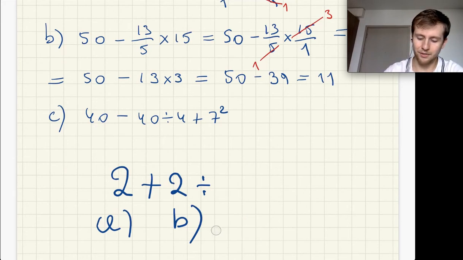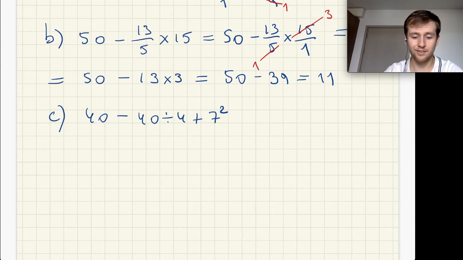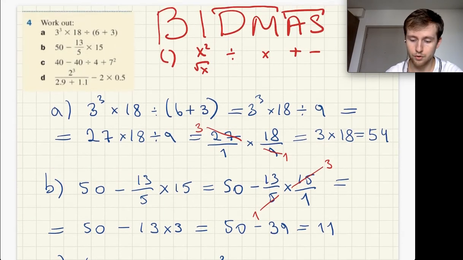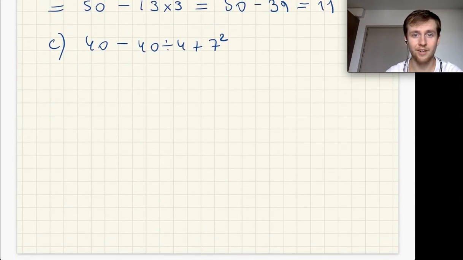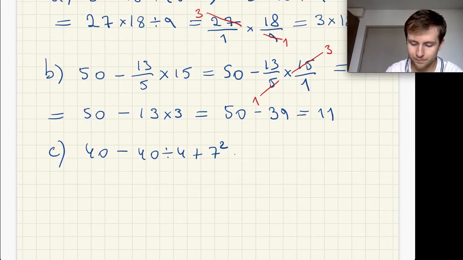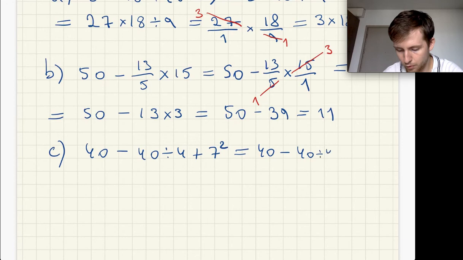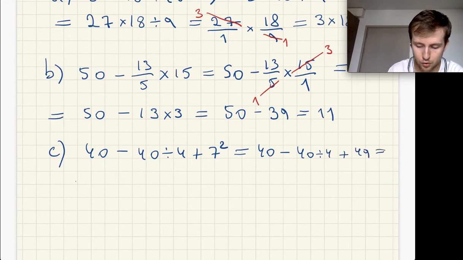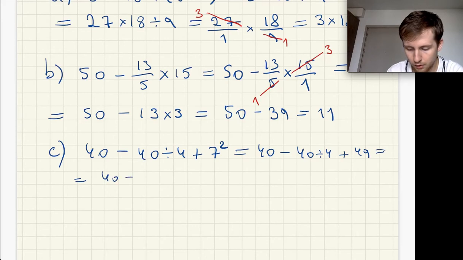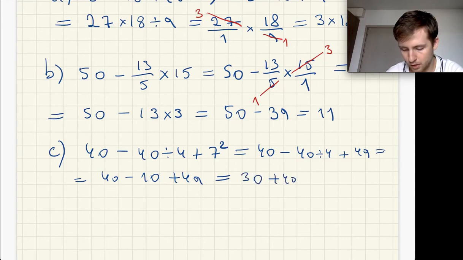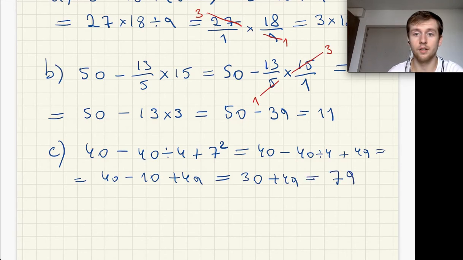Okay, back to the questions. Back to your practice before showing off to your friends. So 40 minus 40 divided by 4 plus 7 squared. First, of course, we do indices here, because we don't have brackets. So we do indices first. So 40 minus 40 divided by 4 plus 49. Then we do division. So 40 minus 40 divided by 4 is 10 plus 49. And then we just do it step by step. So 40 minus 10 is 30 plus 49 equals 79.